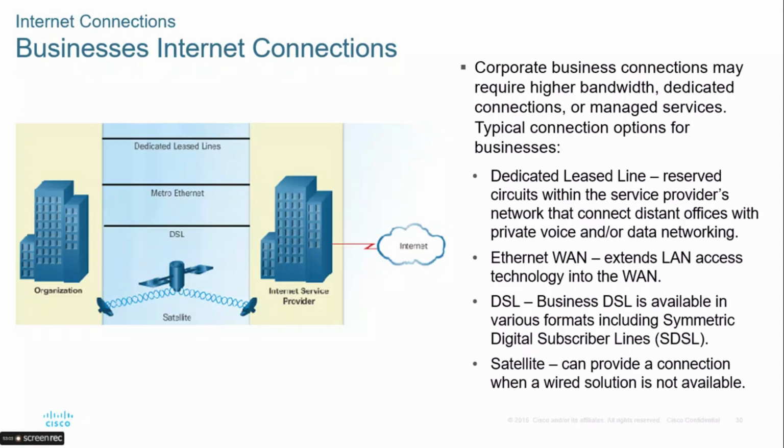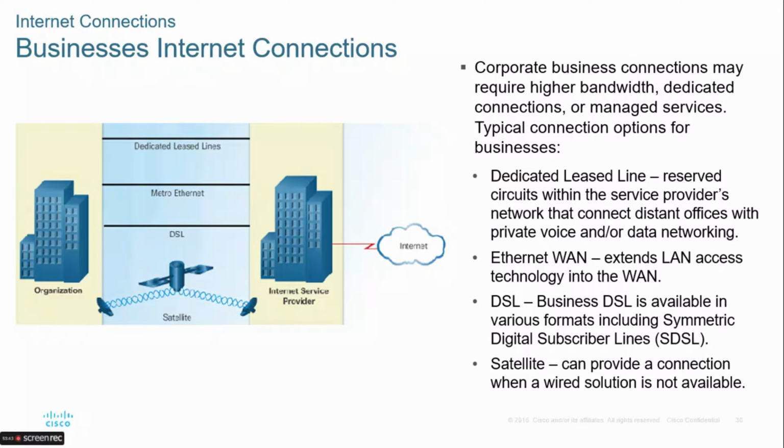Ethernet wide area network extends LAN access technology into the WAN. So for example, another way they can use Ethernet WAN to extend your local LAN, because remember, computers in a LAN cannot access the internet, not unless a third party or a subscriber service provider is involved. So from a business standpoint, if we go for digital subscriber line, we use business digital subscriber line that is always available in various formats, called symmetrical digital subscriber line.